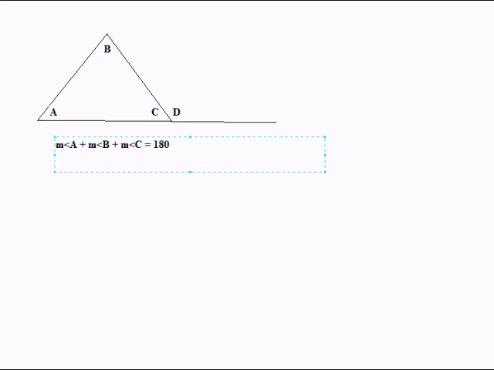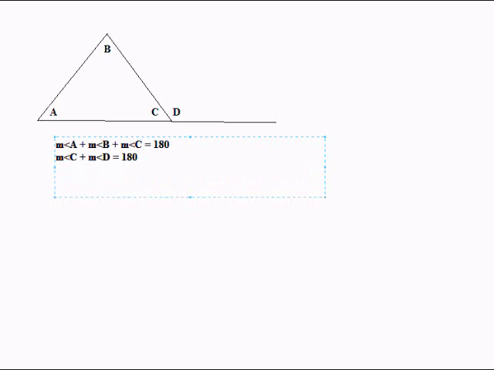Let's look at angles C and D now. They are what are called supplementary angles. So the measure of angle C plus the measure of angle D must also equal 180, because it's a set of angles created on the base of a solid line. Their total measure must be 180.